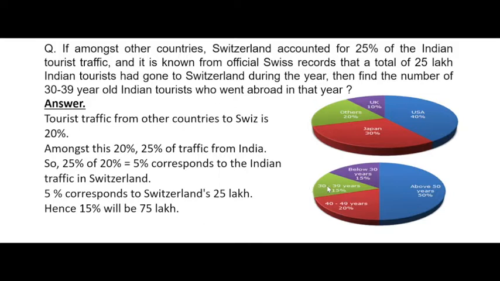So the percentage of 30 to 39-year-old Indian tourists who went abroad in that year is 15%. So when 5% corresponds to Switzerland's 25 lakh, then 15% will correspond to 75 lakh. We can calculate here. So the answer will be 75 lakhs.